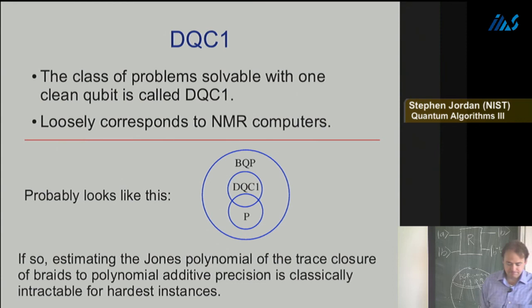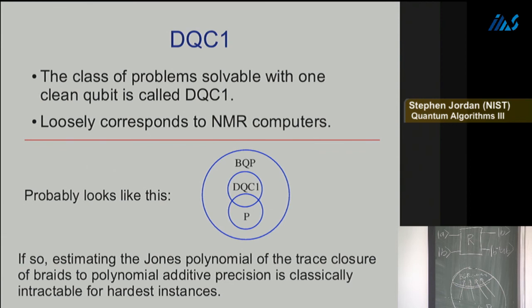Okay, so I've claimed that the Jones polynomial problem for trace closures to polynomial additive precision is complete for DQC1. And so two questions: what's the essence of the proof, and what does that actually tell us? So first, what does that tell us? What that tells us is that this problem, this Jones polynomial problem for trace closures, is not contained in P unless all of DQC1 is contained in P.